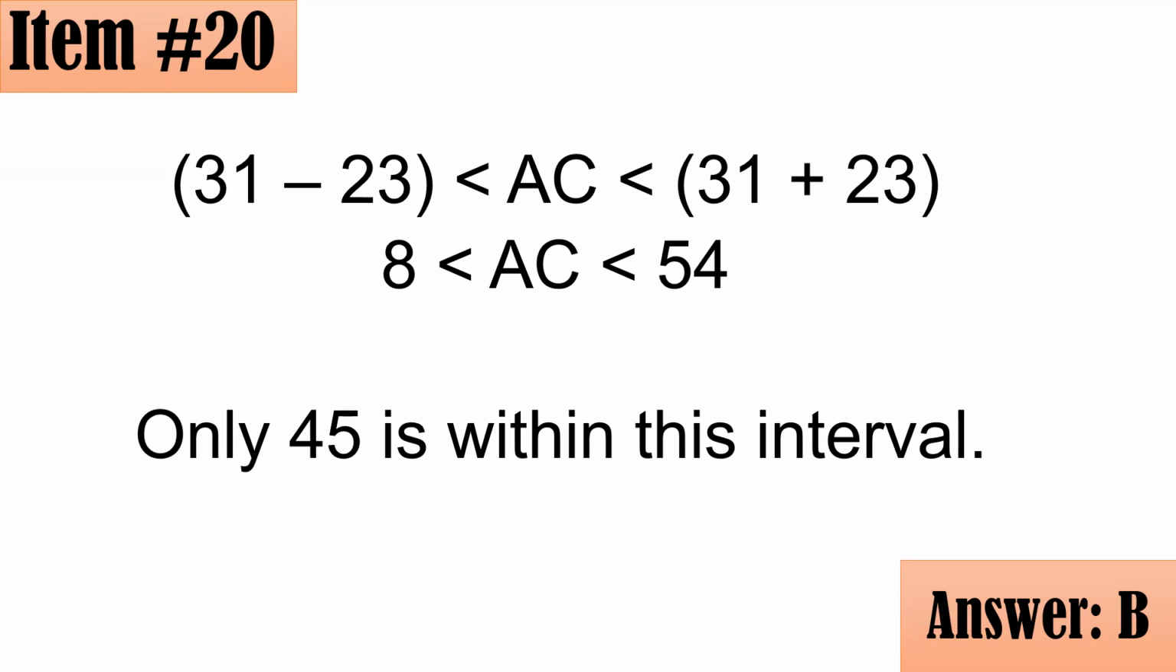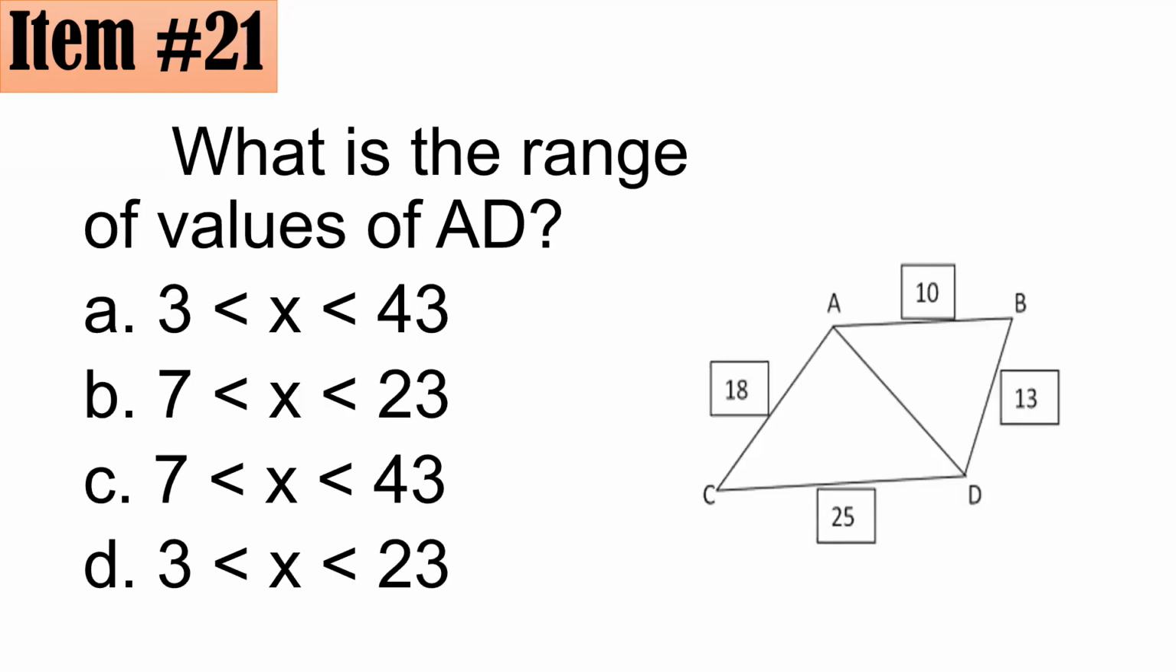Proceed po tayo sa 21. What is the range of, tingnan nyo po yung figure na to. AB is 10, BD is 13, DC is 25, and CA is 18. At saka meron kang diagonal dyan na AD. Okay? What is the range of the values of your diagonal AD? Is it between 3 and 43? Between 7 and 23? Between 7 and 43? Or between 3 and 23?